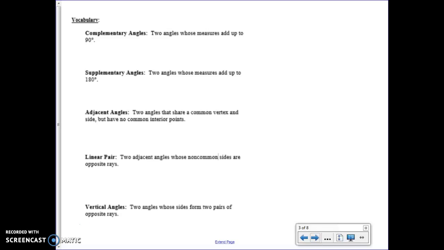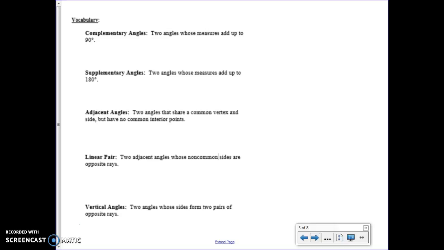The first two kind of go together. The first one we have is complementary angles, and it is two angles whose measures add up to 90 degrees. The second one says supplementary angles, two angles whose measures add up to 180 degrees. Complementary angles and supplementary angles are two terms that are often very confused by students.